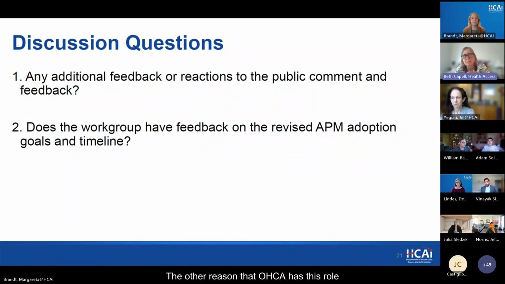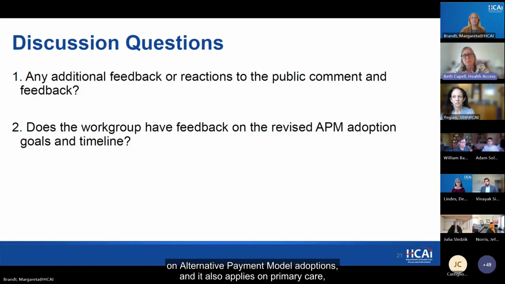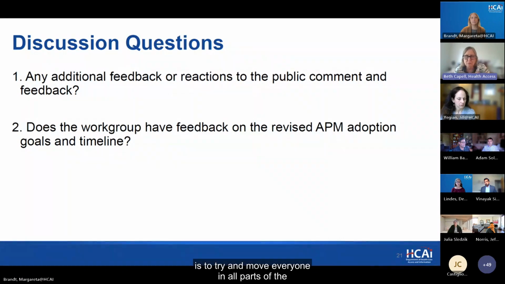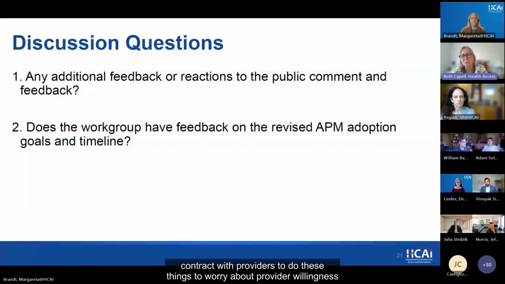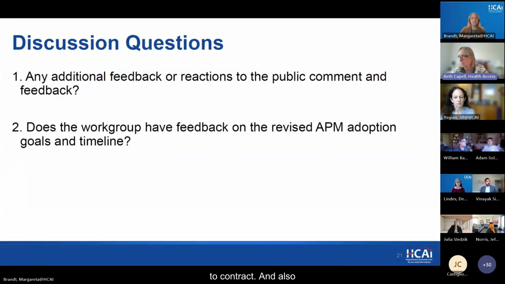The other reason that OHCA has this role on alternative payment model adoption, and it also applies on primary care, is to try to move everyone in all parts of the healthcare industry in California forward on these things. And I think we all agree on what forward is. So it is entirely reasonable for the plans, whom we expect to contract with providers to do these things, to worry about provider willingness to contract. And I would agree that there are some specialists for whom it doesn't make sense, never did, never will.